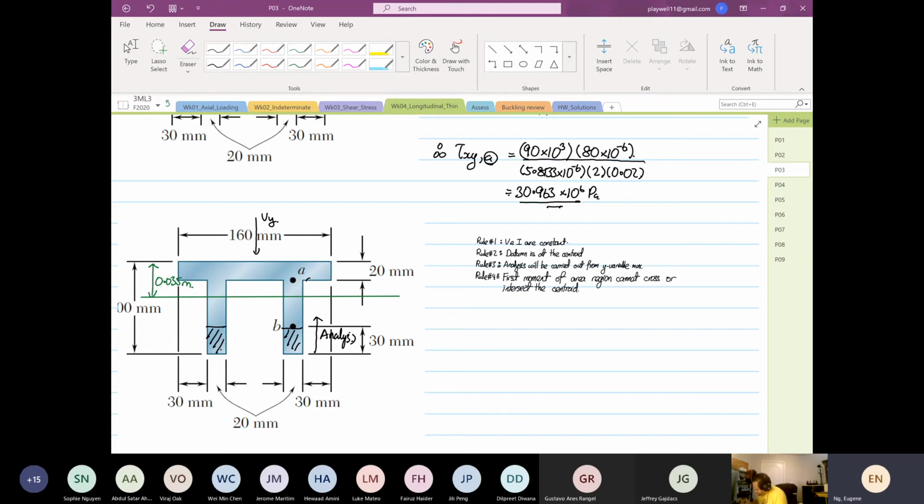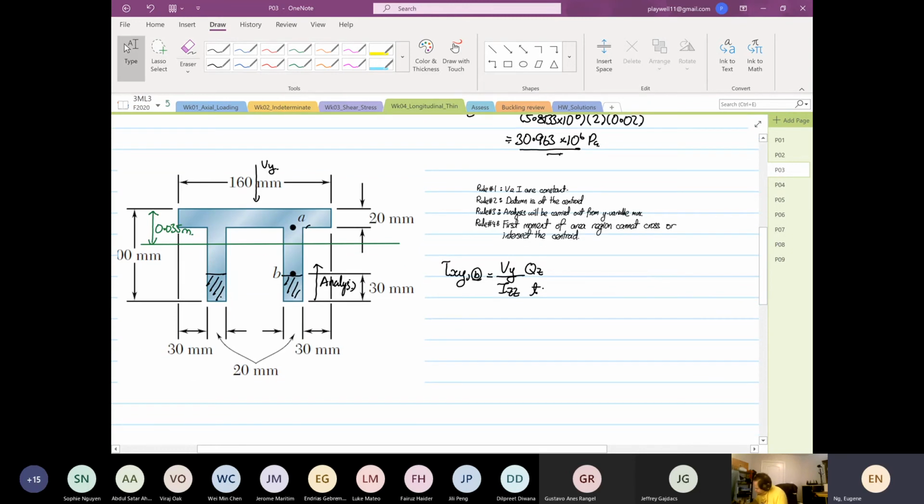So as I said before, the easy thing is what? The rules that I force you guys to apply, that is less confusing. So now you write down again, Vy over Izz, Qz divided by t, right? Very straightforward. Rule number 1, V and I are constant. So you don't need to worry about them.